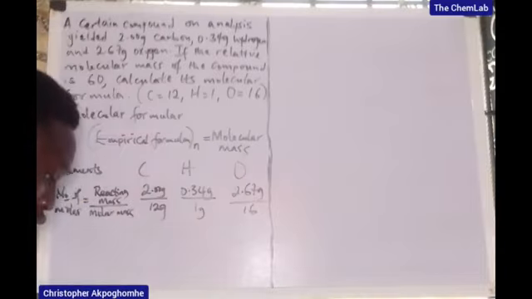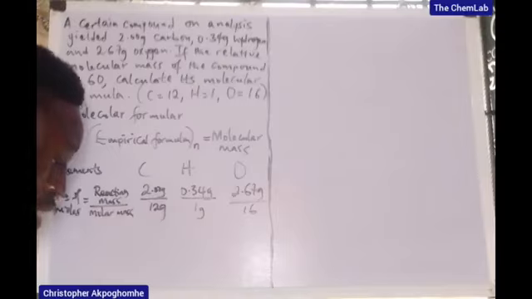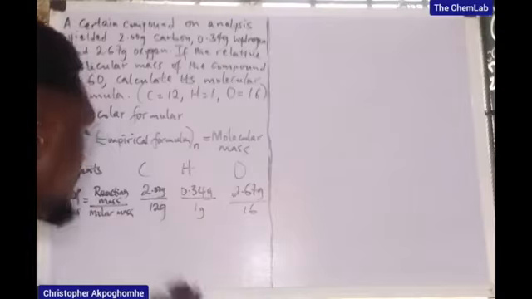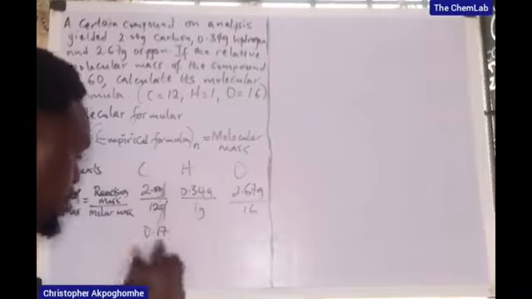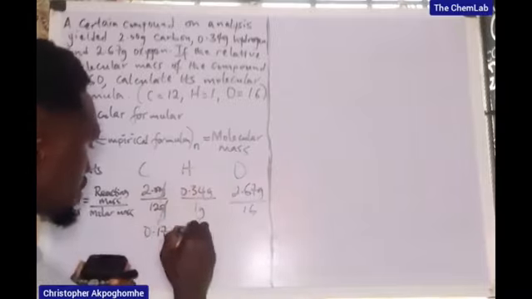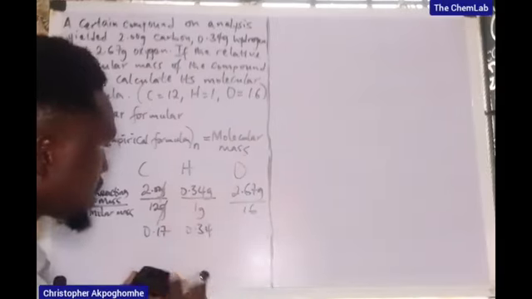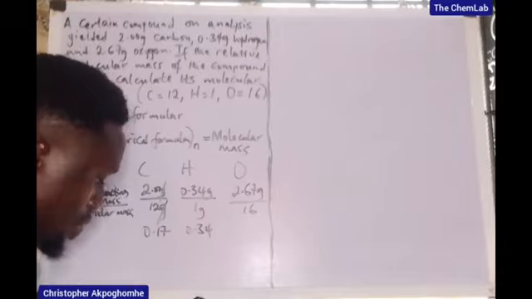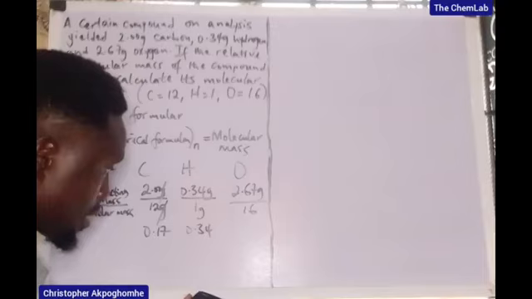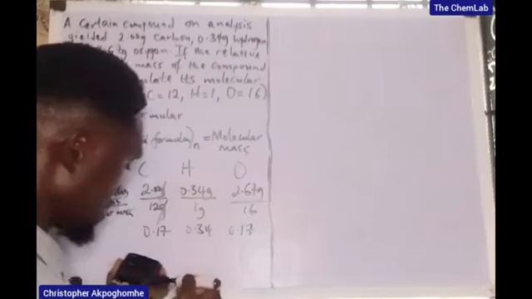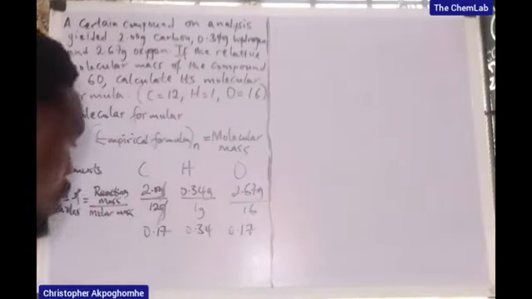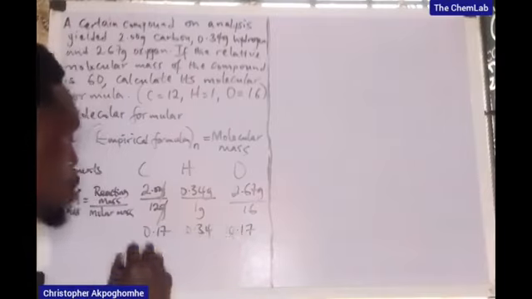Now, when we solve this, 2 divided by 12 will give us 0.1666666, which can be written as 0.17. Gram will cancel gram, so it's just 0.17. Then 0.34 divided by 1 gives us 0.34. Then you divide 2.67 by 16. That will give us 0.166875, approximately 0.17.